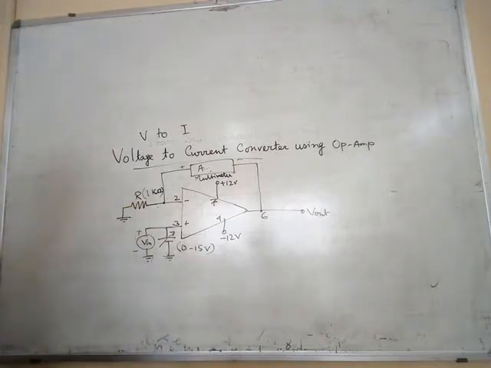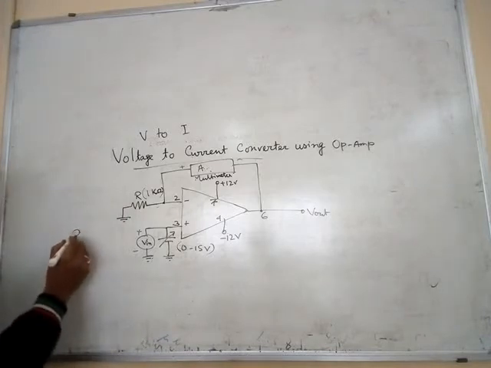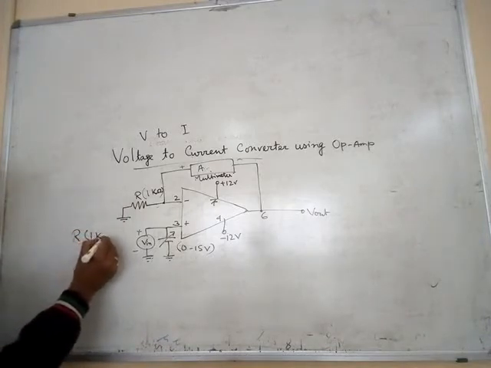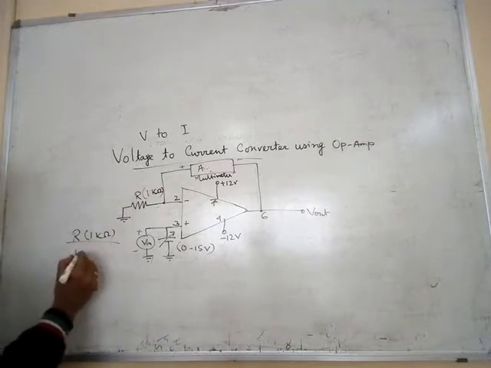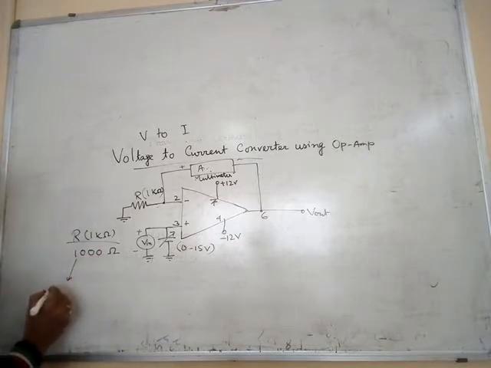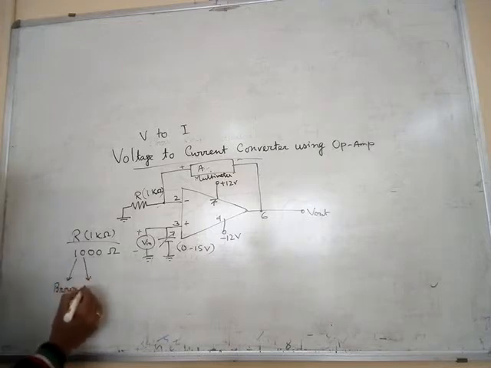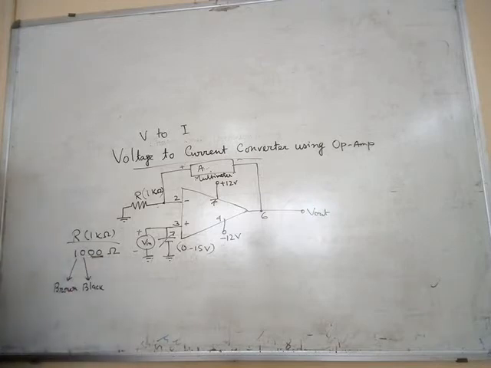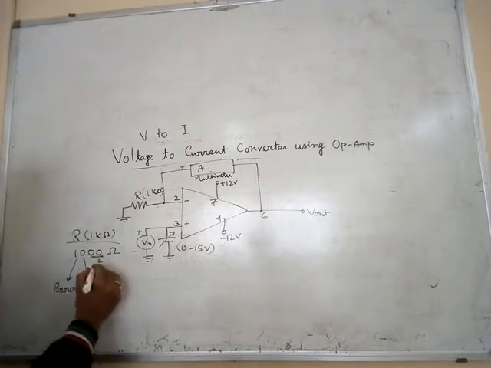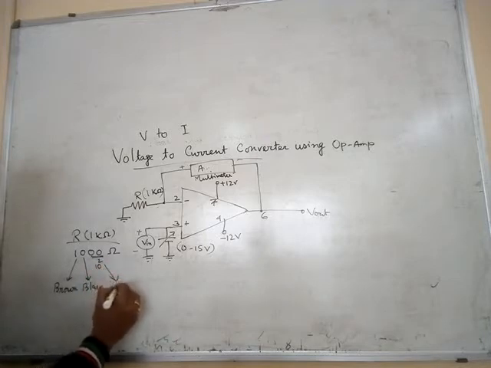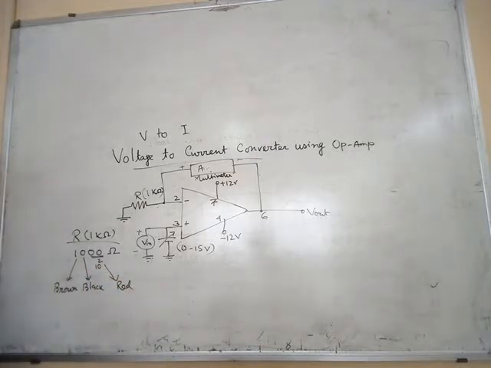Now for resistor R, what is the color code? That is 1 kilo ohm. 1 kilo ohm means 10 into 10 to the power 2 ohm. So first band is 1, so it is brown. Second band is 0, so it is black. And third band is 10 to the power 2, that means 2, and 2 we know is red. So the color code of the resistor will be brown, black and red.